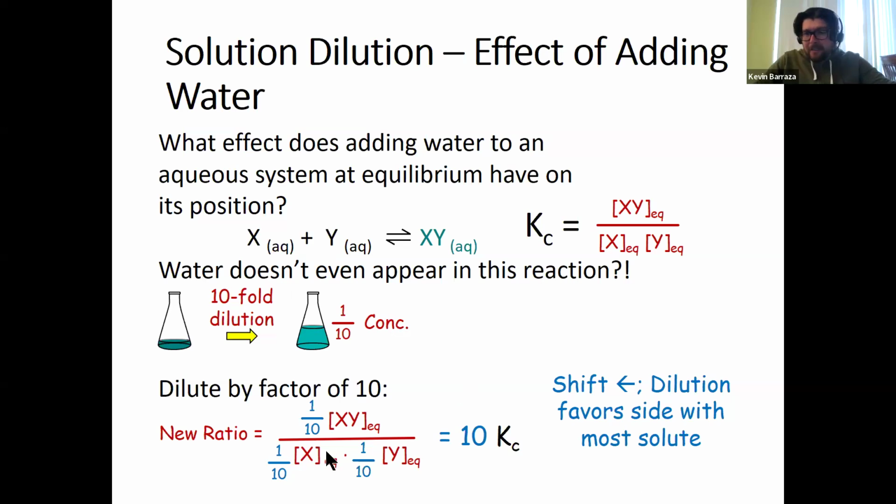And mathematically, and we'll talk more about the math in our next lecture, we can see that if we dilute every single concentration, the ratio is too big. So we have to use up some product to make reactant. So one thing to note is that dilution, adding water, will have some repercussions, even though water may not be in the balanced chemical equation, and even though it may be a pure liquid.